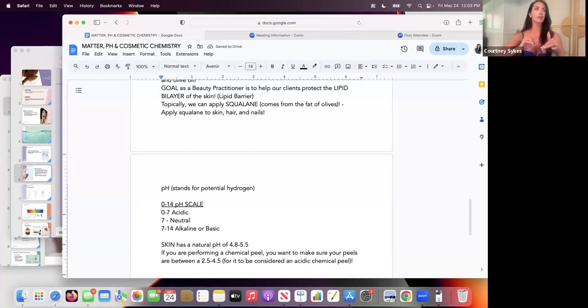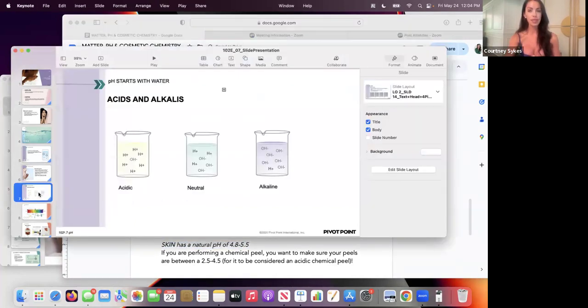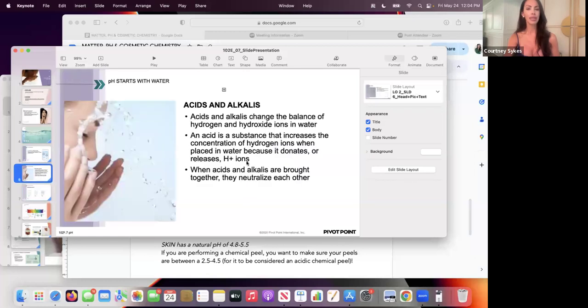I mean, if a peel's pH is going to be a 7, that's not a chemical peel. So just remember, skin has a pH naturally of a little bit of a range between 4.8 to 5.5. If you're performing a chemical peel, you want to make sure it's lower than that. So that's very key. And we'll make sure we highlight that one right there. Perfect. Okay. Then this really goes into some specifics upon whether something's more acidic, neutral, or something's more alkaline, which I think is really, really cool.